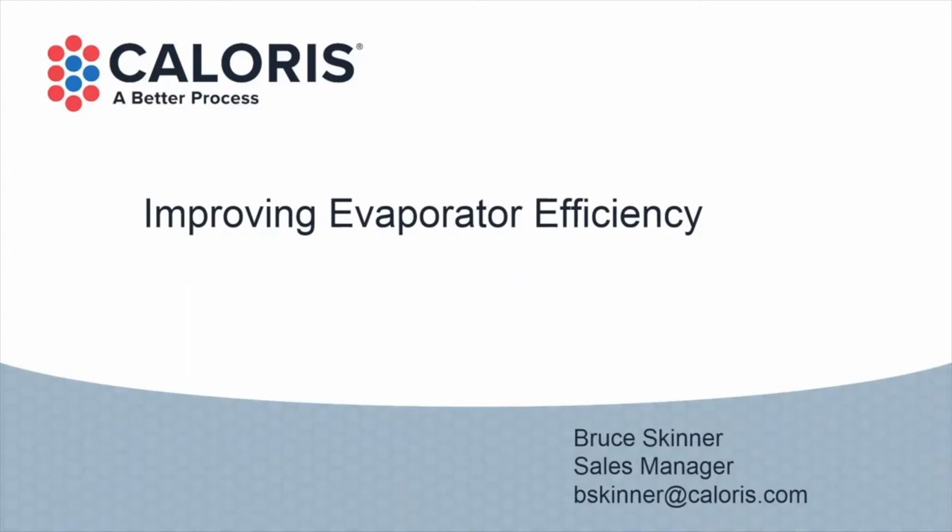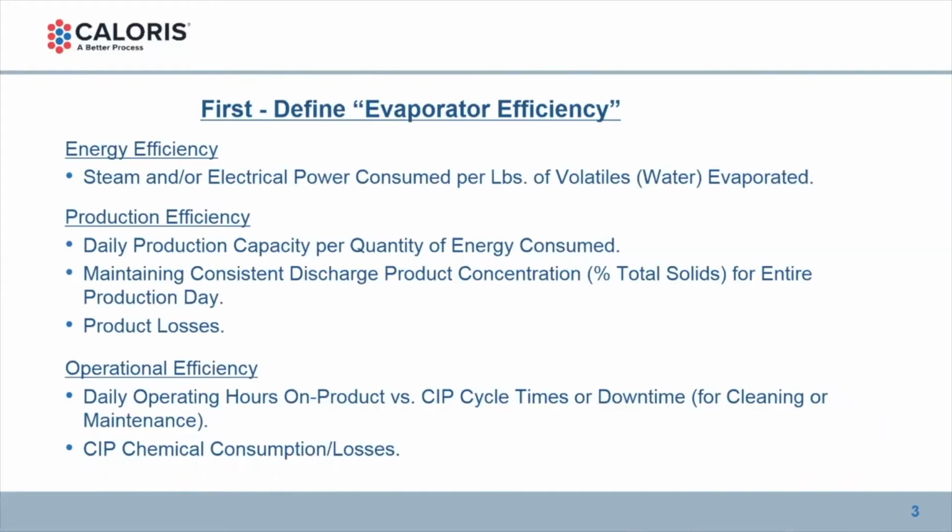However, I think you're probably going to be looking for a little more from us on that. So I then sat down to figure out, how do we define evaporator efficiency? And usually it starts with energy efficiency. How many pounds of water can we remove for a pound of steam, or how much electrical power are we consuming for evaporating a pound of water? But in a lot of the projects we've worked on, it's not just energy efficiency we're focused on, it's production efficiency. You've got daily production capacity that you're trying to achieve, and how much energy are we consuming to achieve those pounds of product discharge.